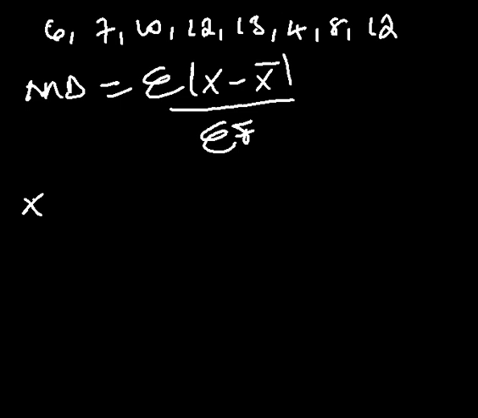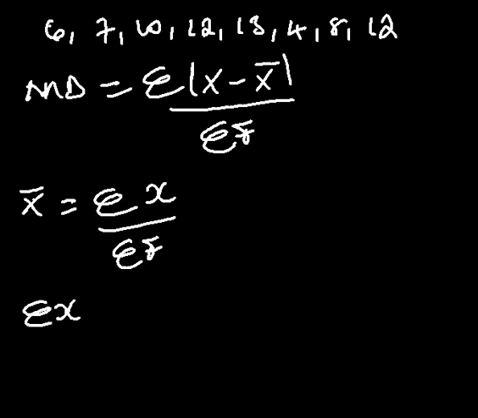So what is the formula for the mean? The mean is given as the summation of the values divided by the summation of the frequency. So how many values are here? The summation of the x values is 6 plus 7 plus 10 plus 12 plus 13 plus 4 plus 8 plus 12. We'll have it as 72, and we have 8 values.